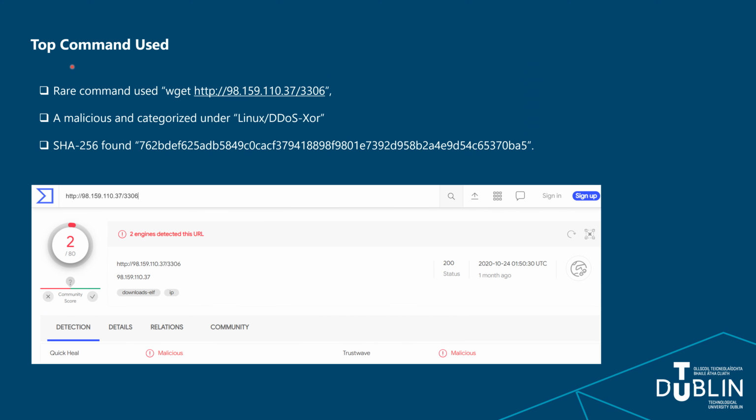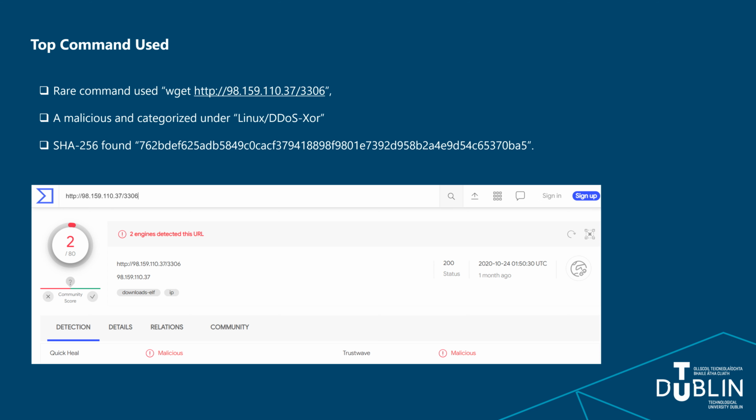So, the top command I used. One of the rare commands which has been executed many times in the system is this one. Analyzing this URL via VirusTotal gave an SHA-256, and feeding this SHA-256 to AlienVault gave information about the URL that it is malicious and comes under Linux DDoS XR. So what is this Linux DDoS XR? It is used by the attacker to spread DDoS using ELF on a large scale.